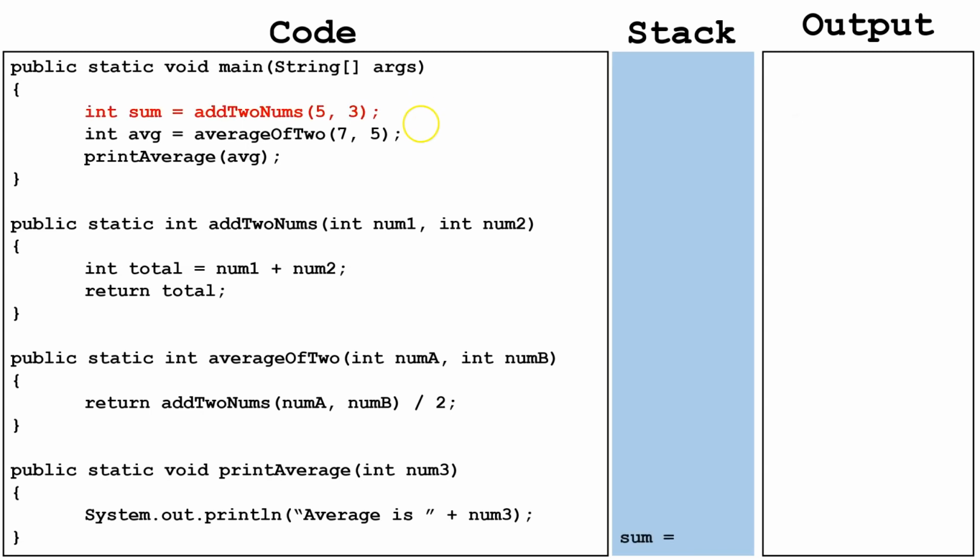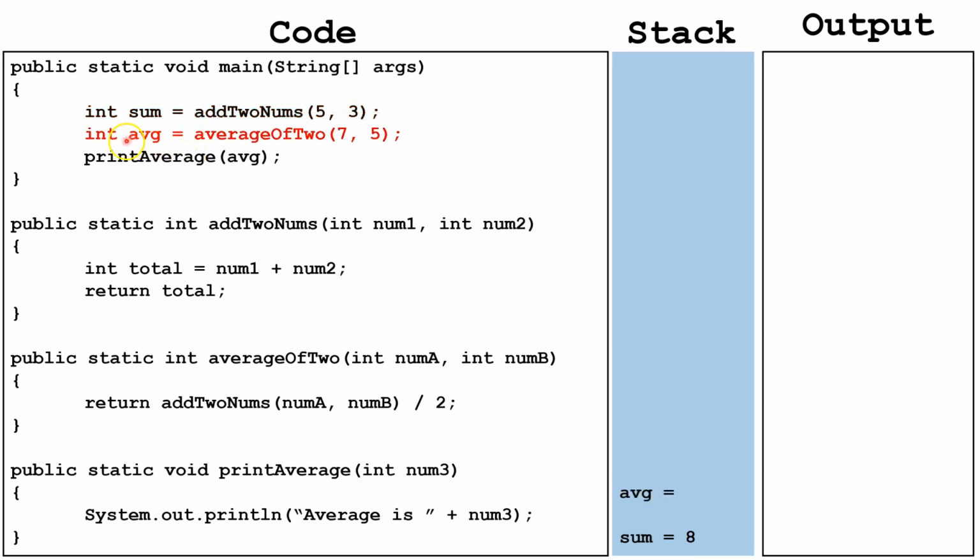We'll start here. We create the variable sum on the stack, and then we call the method add2nums and pass it the arguments 5 and 3. These 5 and 3 get passed to the parameters num1 and num2, and they're created on the stack here. Next, we create the variable total and set it equal to num1 plus num2, 5 plus 3 equals 8. Finally, we return total. Total is 8, so it takes the place of this add2nums 5, 3. Finally, we set the return of 8 equal to sum.